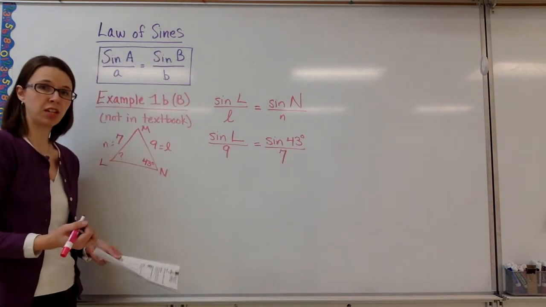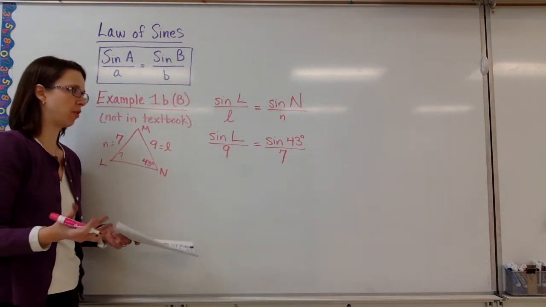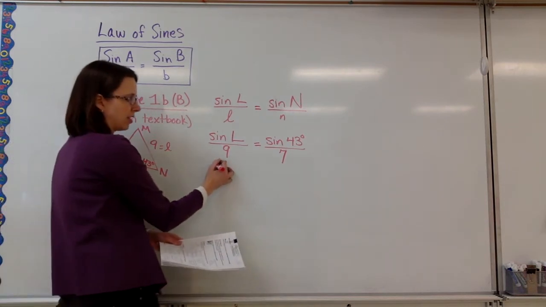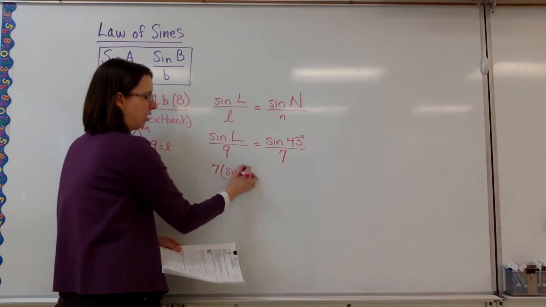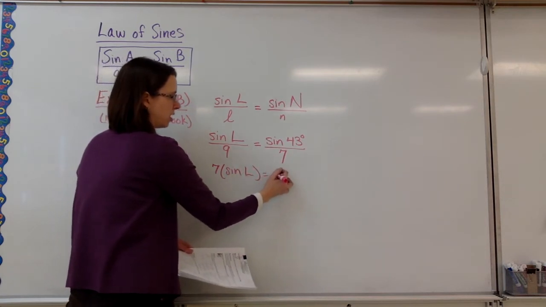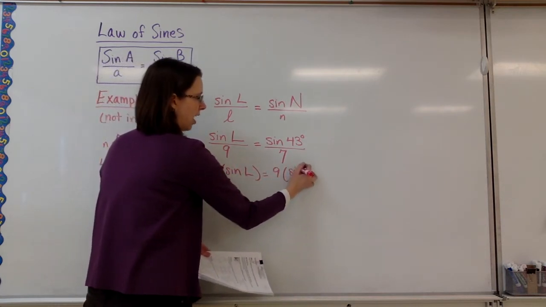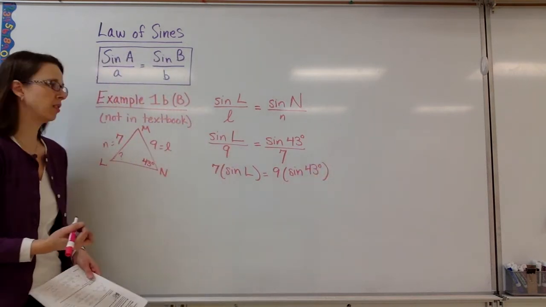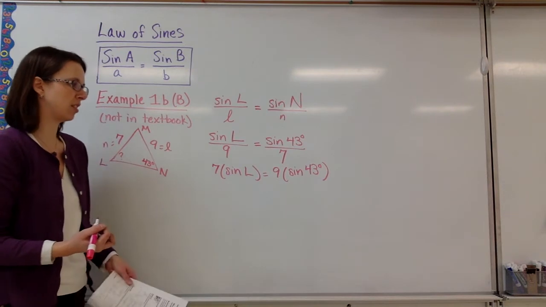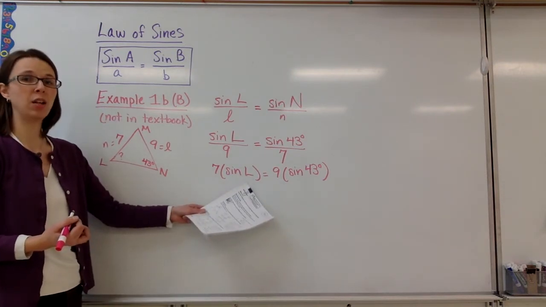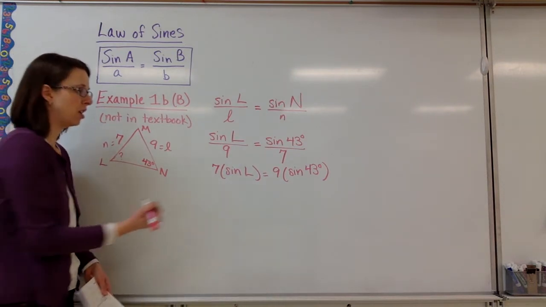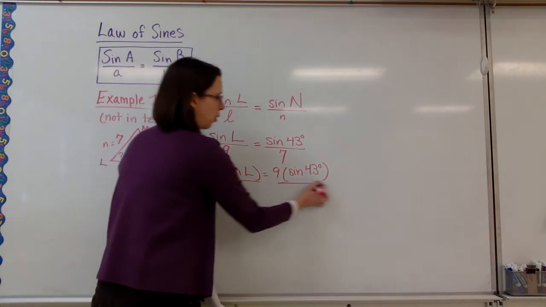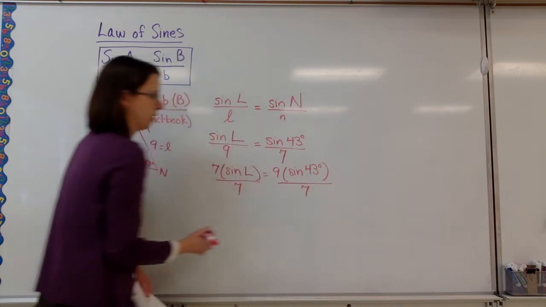We have a proportion. Whenever we have a proportion, we always cross multiply. So we're going to cross multiply, and we get 7 times sine of L is going to equal 9 times sine of 43 degrees. Okay, so as we look at this equation to start solving for L, we need to first solve for sine of L. And so we're going to go ahead and divide both sides by the number in front of that quantity, sine of L, which is 7.